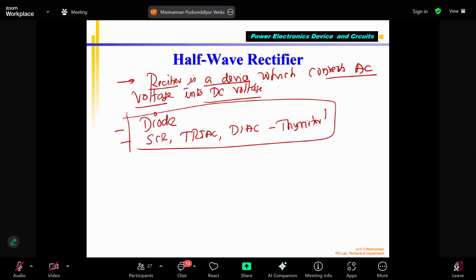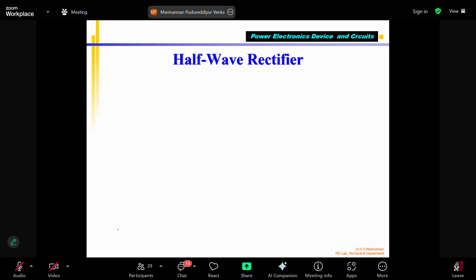Now, let us start with the widely used rectifiers. Rectifiers are divided into two categories. One is called the half-wave rectifier. Note it down. The other is called the full-wave rectifier. There are two categories, half-wave and full-wave. Now, let us start with the half-wave rectifier. When we talk about the half-wave rectifier, what is its job? It converts AC voltage to DC voltage.